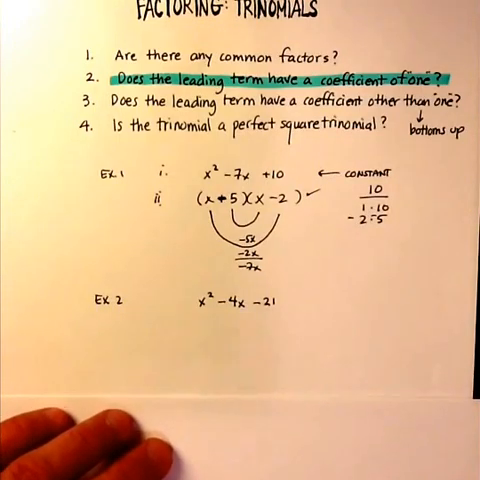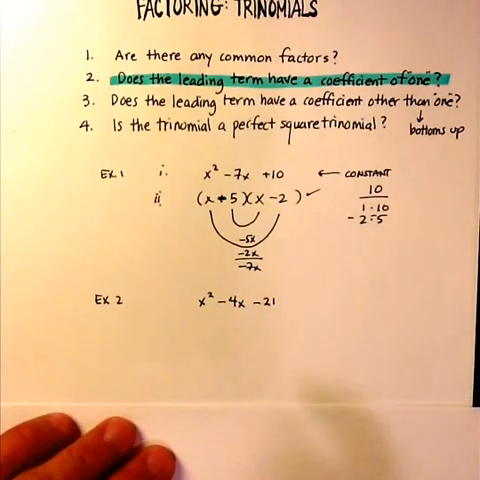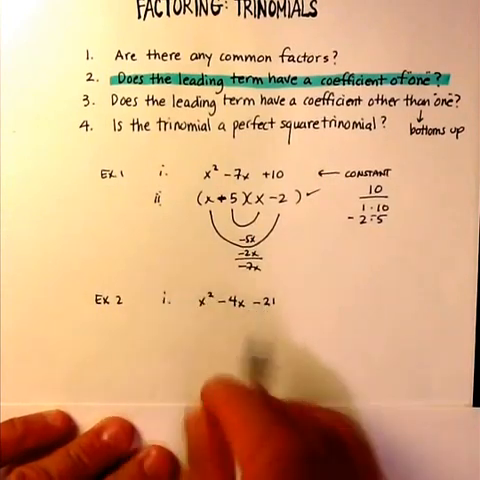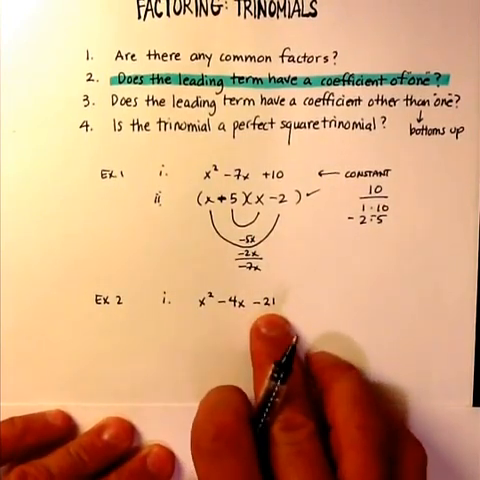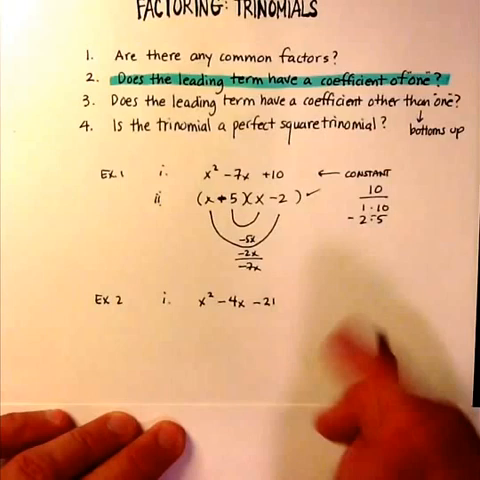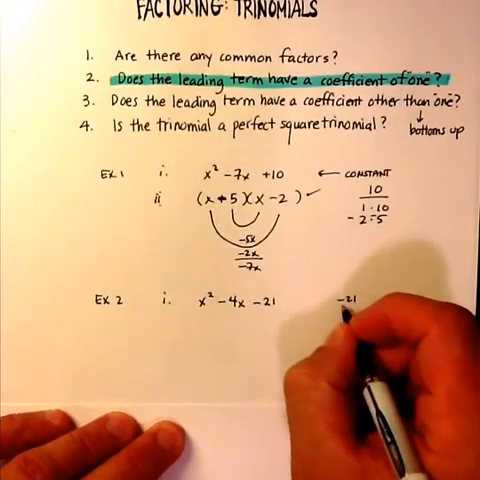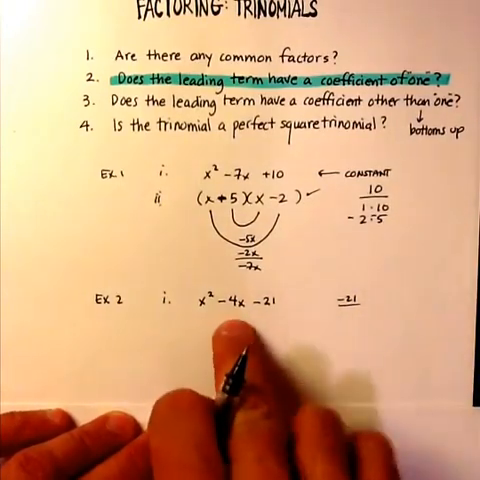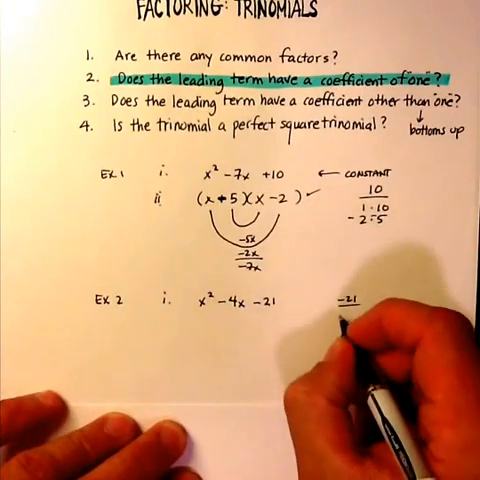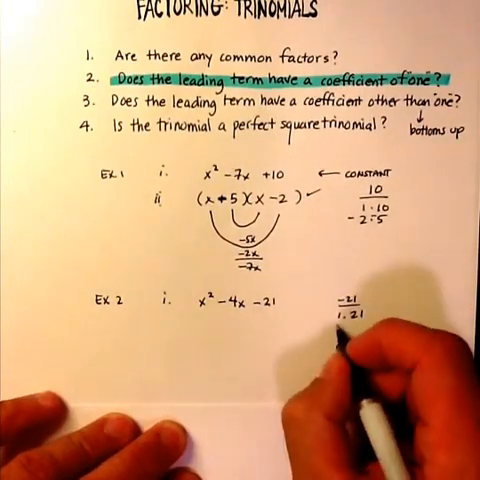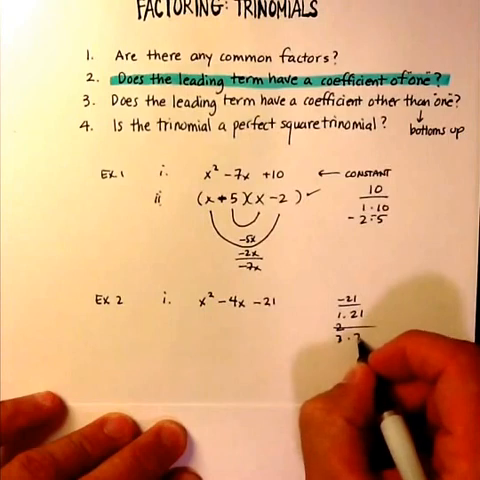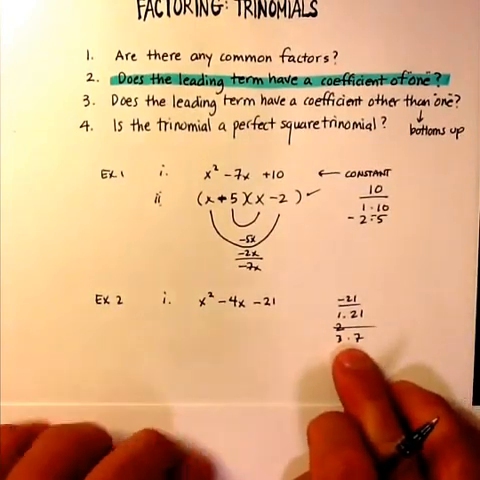So I've got a leading coefficient of 1, so that's already taken care of. So again, just like before, I go immediately to the constant, -21, and I start writing down all the pairs to see if I can add up to a -4. So what is it? 1 times 21, 2 doesn't go in, 3 times 7. Now that looks kind of promising, doesn't it?